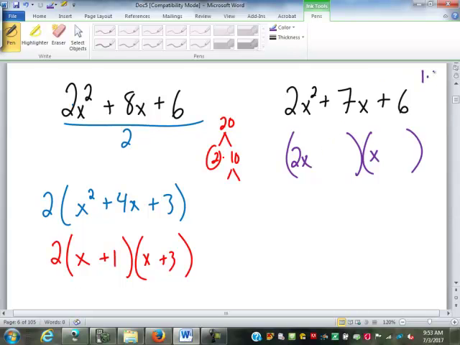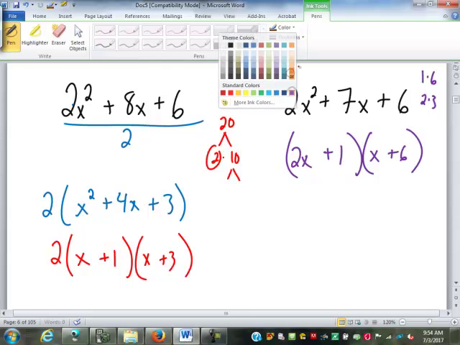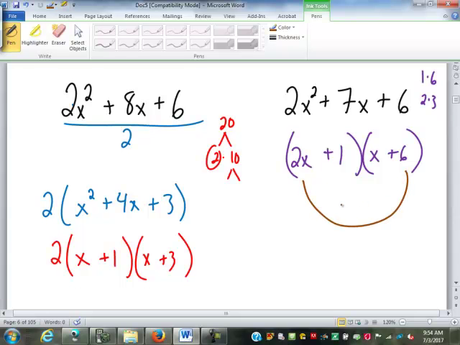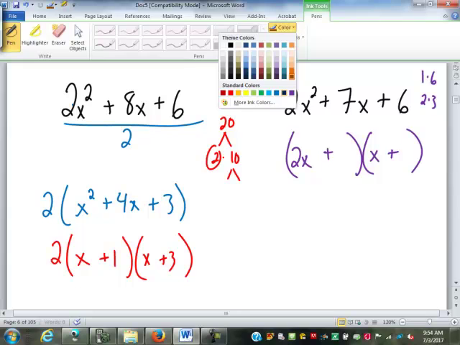Six is going to be 1 times 6, or 2 times 3. Now, 1 times 6 looks really attractive to us because 1 times 6 is 6, and 1 plus 6 is 7. However, we got that 2 up there. If I try 1 and 6, is it going to work? Well, 2x times 6 is 12x. 1 times x is 1x, that's 13x. Is that what we wanted? No, we wanted 7x. Now, since this is a 2x and an x, it does make a difference if I switch their spots.